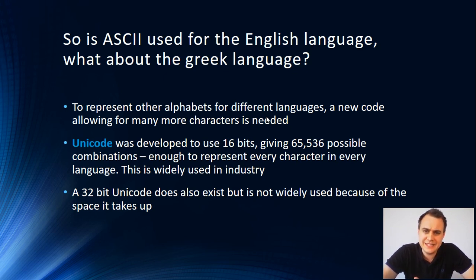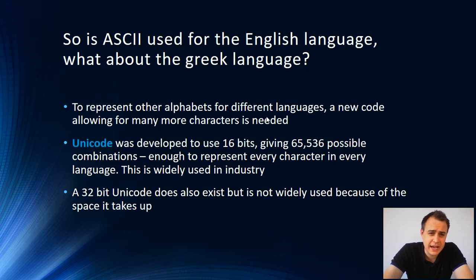Unicode was developed to use 16 bits, which gives us 65,536 possible combinations, enough to represent every character in every language. So you can have like the umlaut in German, you can have that represented by a different character code. So it could be, I don't know, 507, I don't know if it is. So yeah, the 16-bit Unicode is used around the world today. But there's another problem with this. There's a downside to using Unicode as opposed to ASCII.